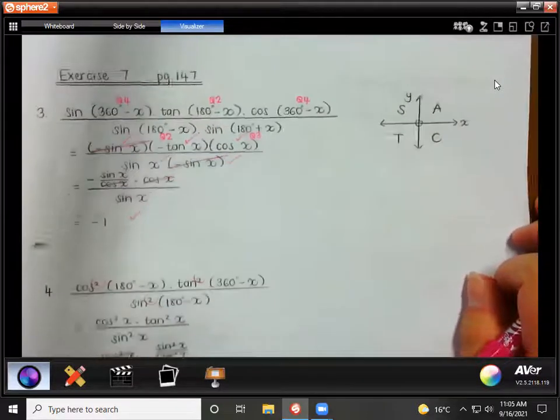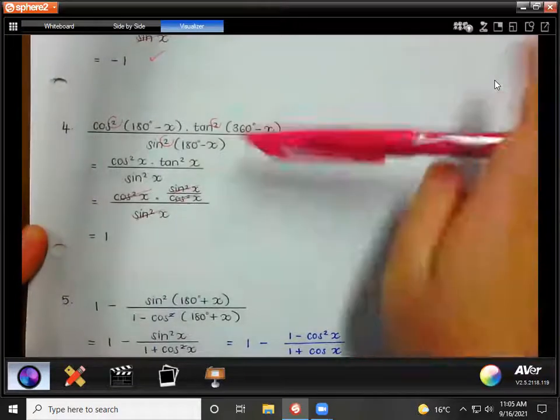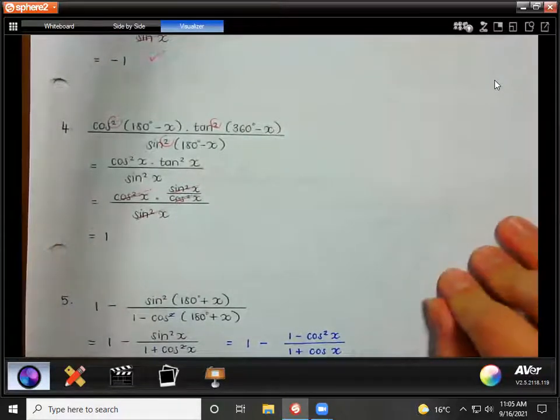What was the answer to number 1, by the way? -1. Okay, I will do it. Sorry, you didn't have to do 5. See, I have 3, 4, and 5, not 1, 3, and 4. All right, there's number 4. The answer was just 1.